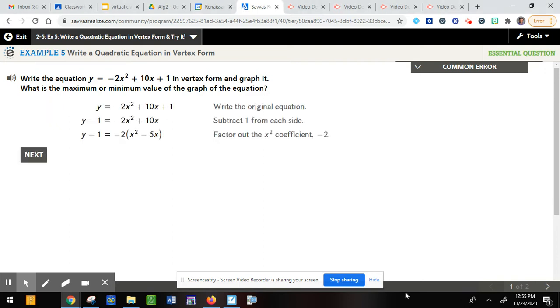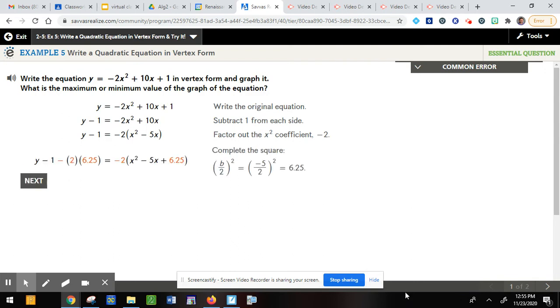So for this example, the first thing they did is subtract the 1 to the other side to isolate the negative 2x squared plus 10x, the quadratic and the linear term. Then they factored the negative 2 out. This one worked out nicely because the 10 was also a multiple of 2. Then you figure out what completes the square. So in this case, you take 5, divide it by 2, you get 2.5. And when you square 2.5, you get 6.25. So that's what you're going to add to both sides.